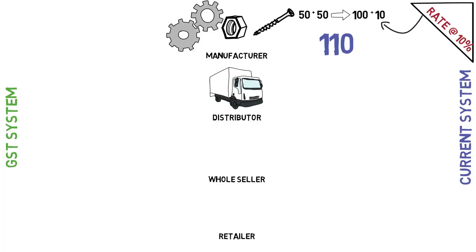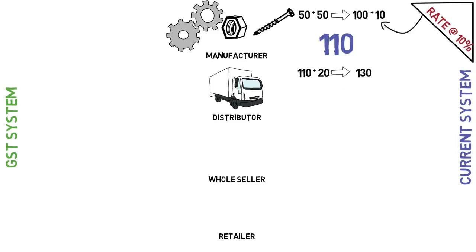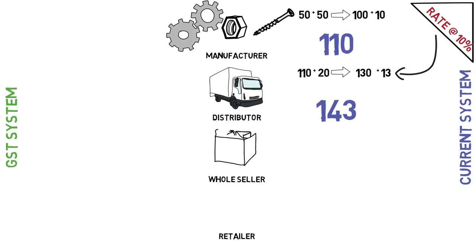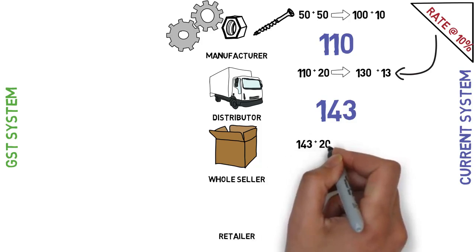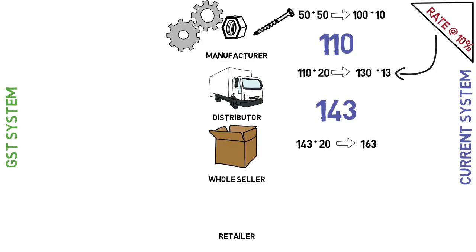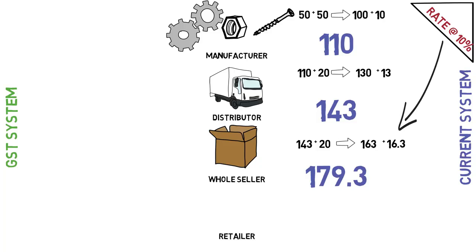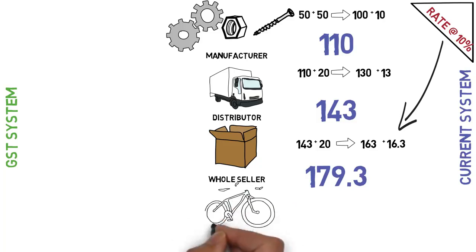The distributor adds value of 20 rupees, which is nothing but his profit. So the price becomes 130. The distributor also sells it by adding 10% tax of 13 rupees. So the product is 143 rupees now. The wholesaler follows the same pattern and the price becomes 143 plus 20, that is 163, and 10% tax, which is 16.3 rupees, and sells it for 179.3 rupees to the retailer.